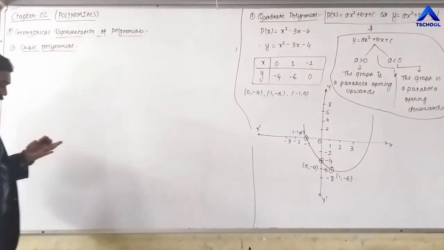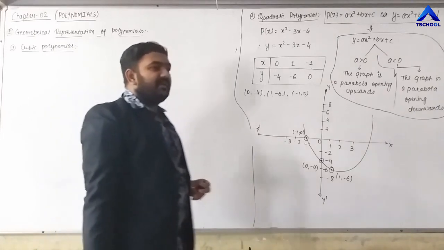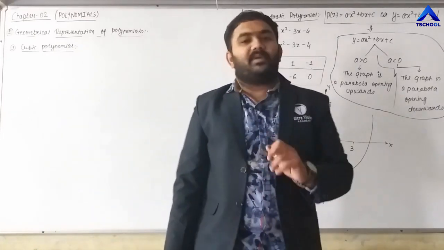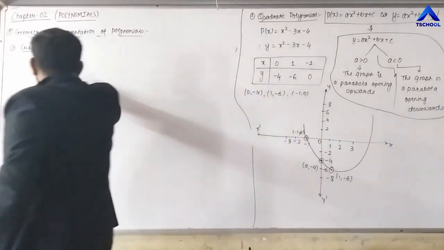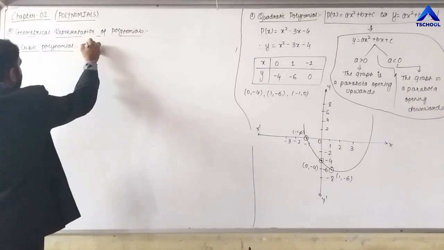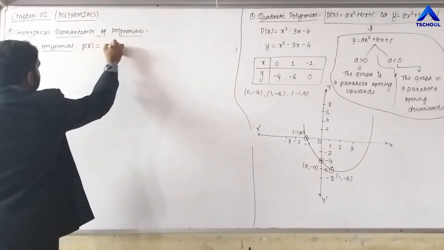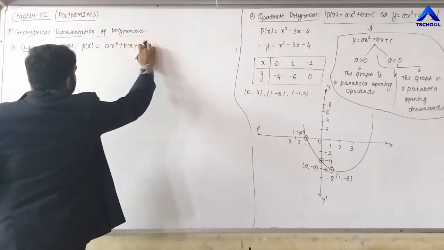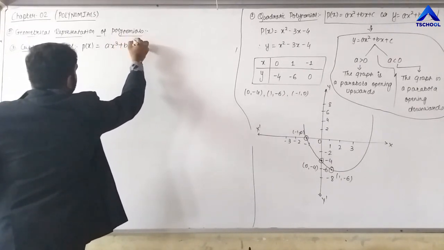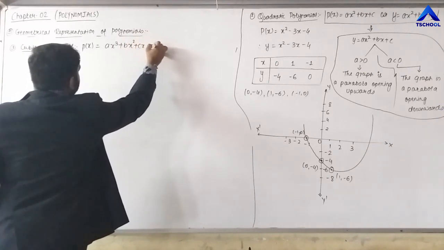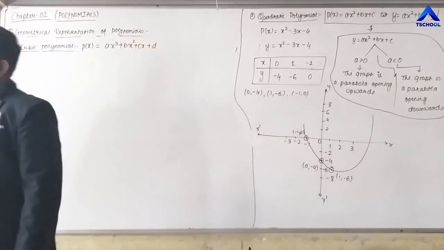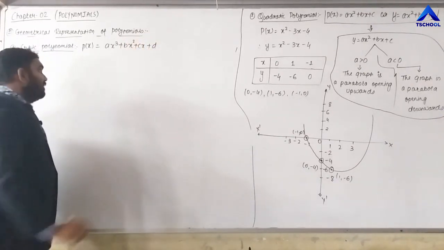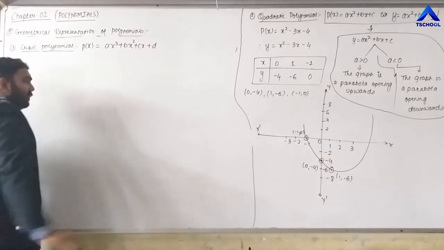Cubic polynomial. A polynomial having a degree 3 is known as a cubic polynomial. So the general form of a cubic polynomial is written as p of x equals ax cube plus bx square plus cx plus d. Right? So that is the general form of a cubic polynomial.